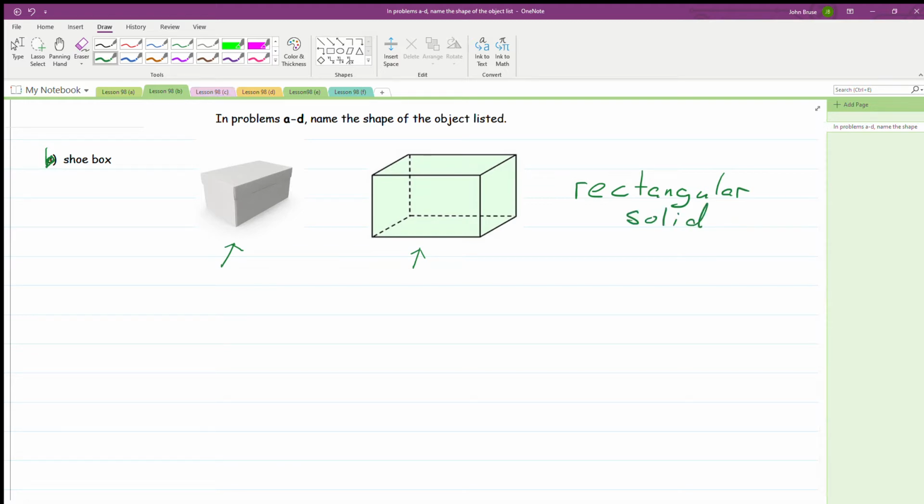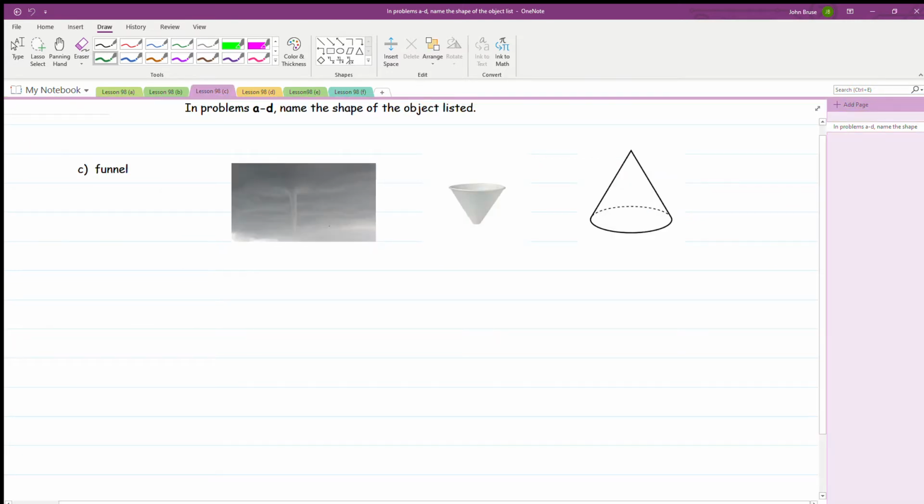All right, we're going to go ahead and go to C. C is a funnel. Here is an example of a funnel in nature, and here is a paper funnel. This one here is flipped, but it is an example of what it looks like in your book. If you can guess what it is, or identify it, that'd be great. Give you just a moment. This is a cone.